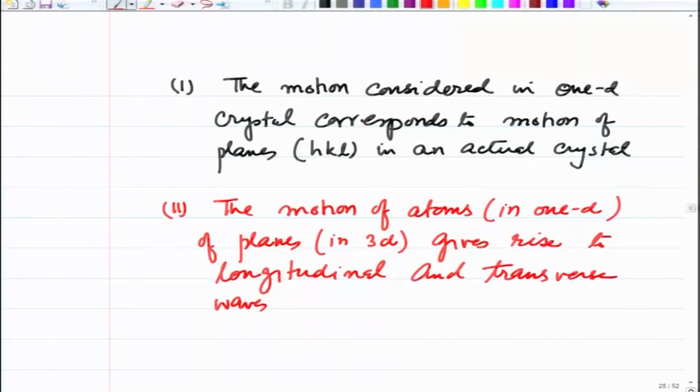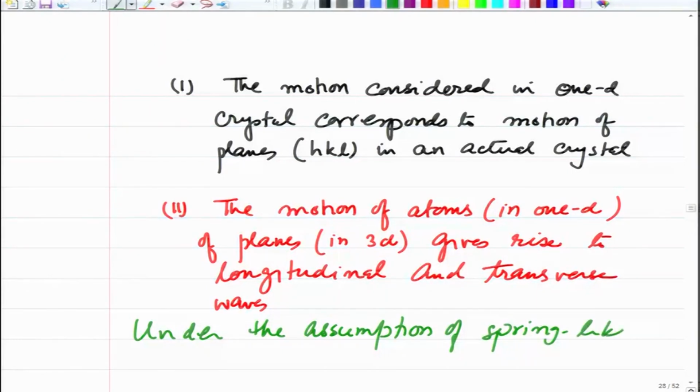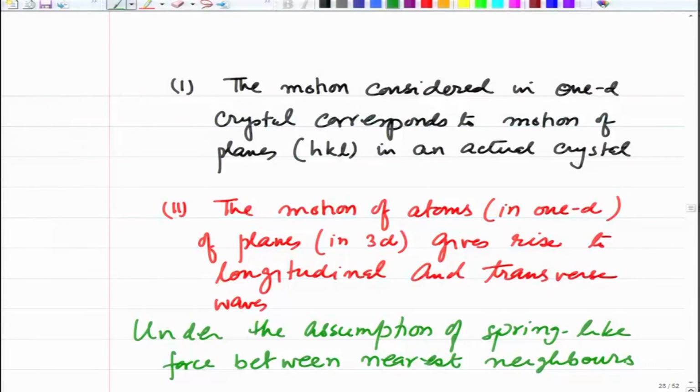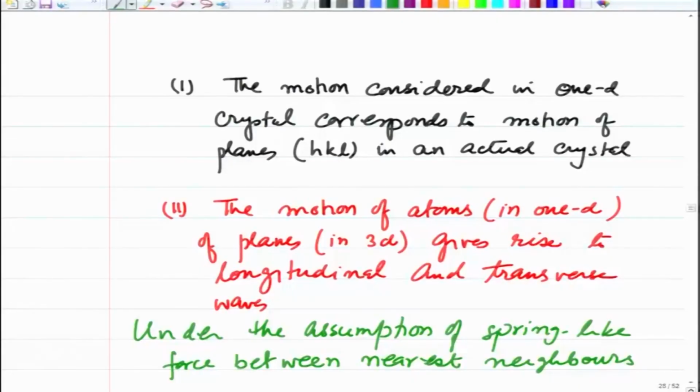And all this that we have studied is under the assumption of spring-like force between the nearest neighbors. That is the simplification we did. So, I want to take one step beyond it and see what happens if all the planes or all the atoms were interacting. How would this dispersion relation be modified? That is now the exercise I am going to take up.